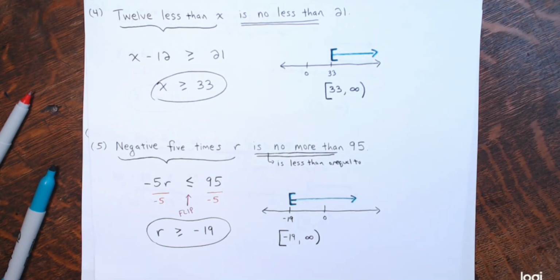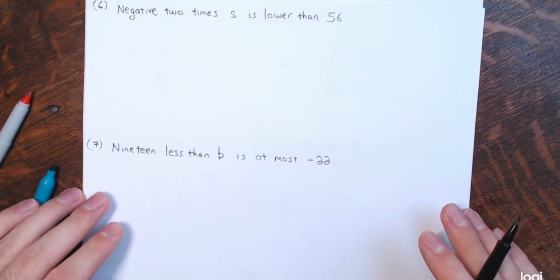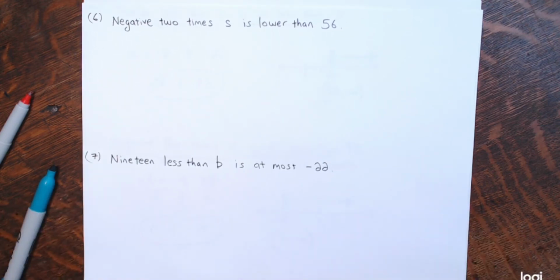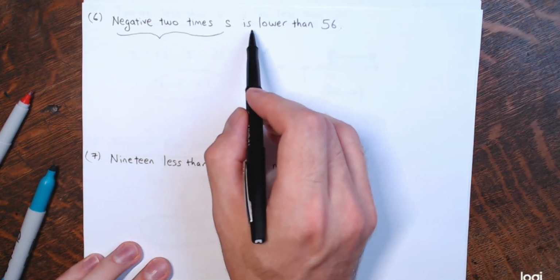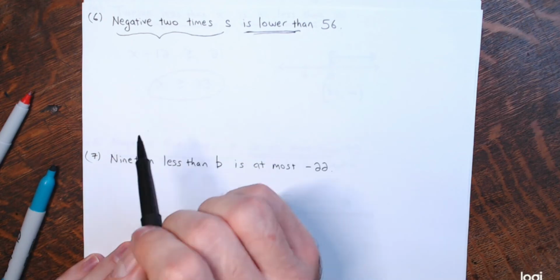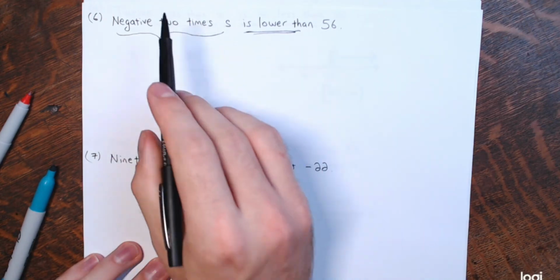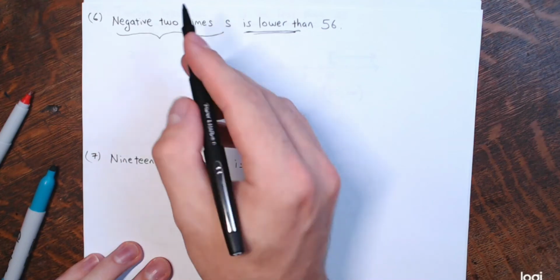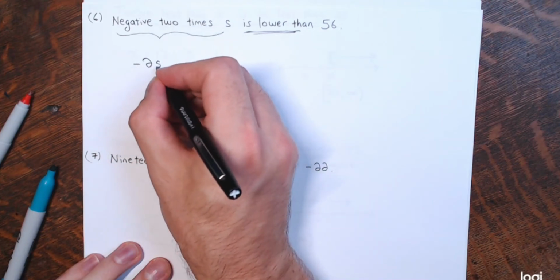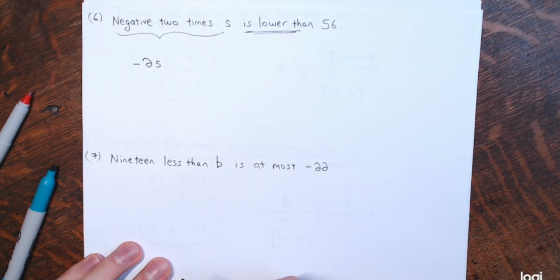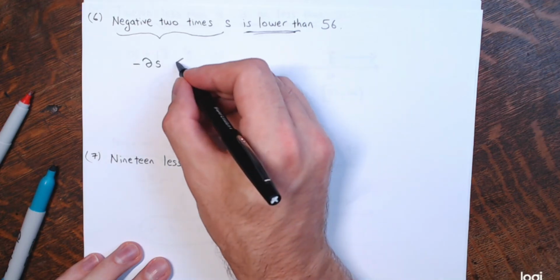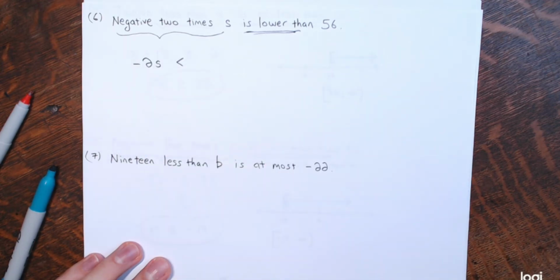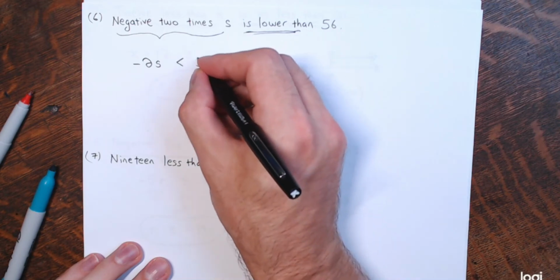Okay, got 3 more, and again pretty simple statements, I feel. So here's number 6. So again, negative 2 times s, and then the verb is, right, "is lower than" is the verb here, and then 56. Well, this is simple, this left side, right? Negative 2 times s, well, it's very simply negative 2 times s. Negative 2s is lower than, is less than, right? Very easy translation there as well. Is less than 56.